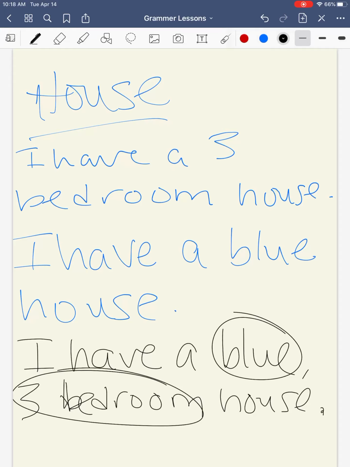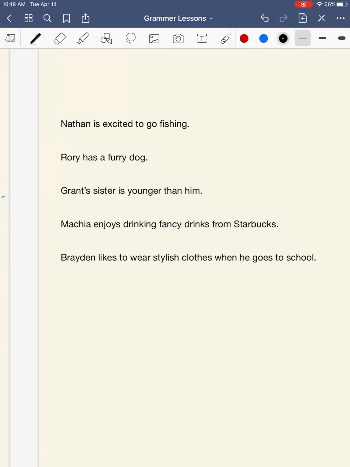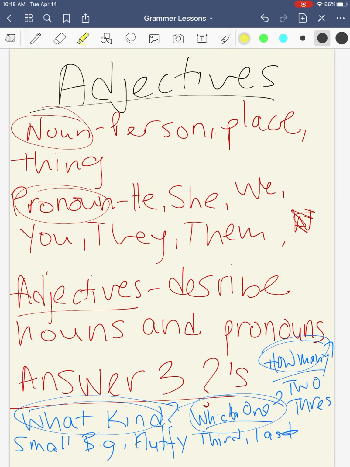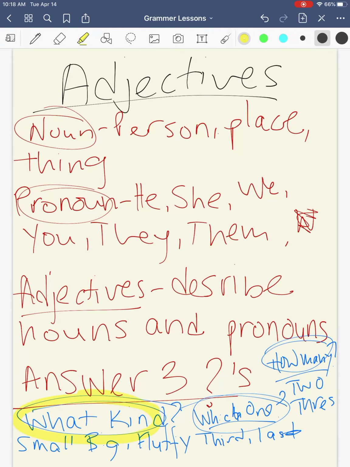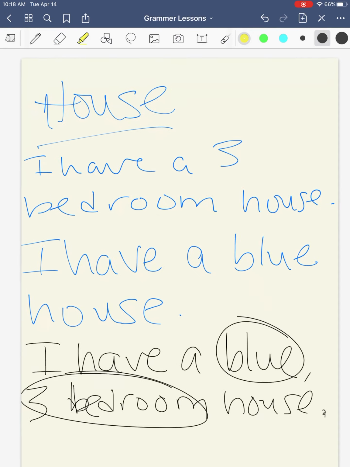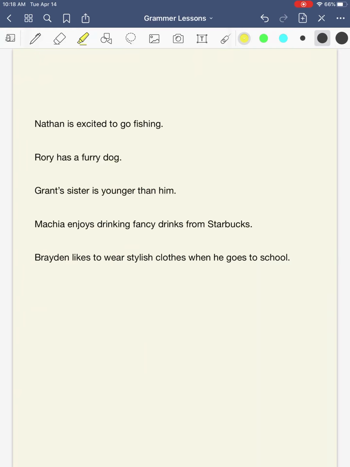Okay, here we are going to have some examples. It's going to start from easy to hard. All right, Nathan is excited to go fishing. Remember we are answering these 3 questions. What kind, which one, how many? Nathan is excited to go fishing. What is Nathan? He is excited. So our adjective in that sentence is excited.